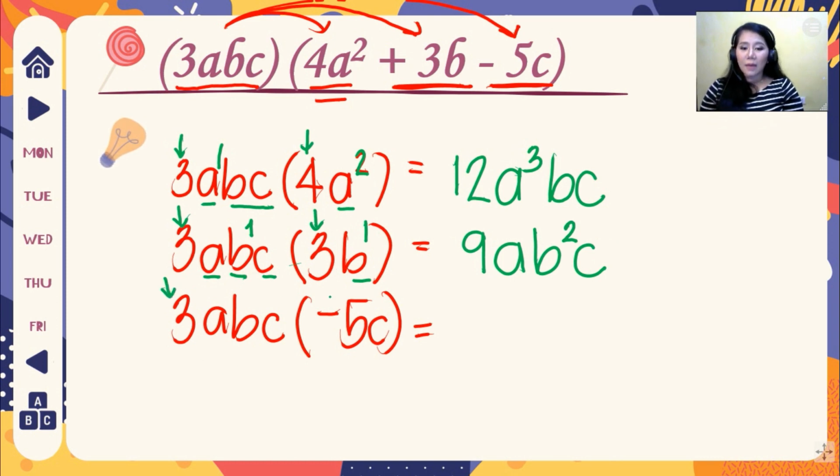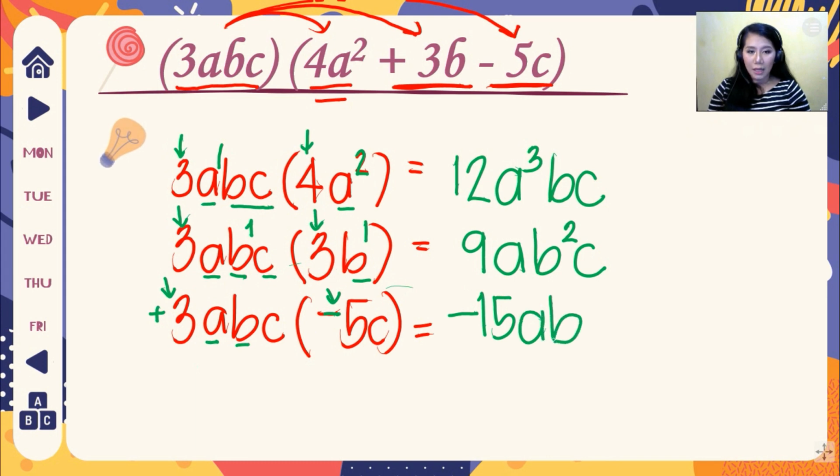Positive 3 times negative 5. Magkaiba ng sign. Positive yung isa. Negative yung isa. Therefore, negative. 3 times 5 is 15. Take note ha. Multiplying tayo. And then, a, walang kaparehas. b, walang kaparehas. Copy si a at saka b. Then, si c here has an exponent of 1. c here has an exponent of 1. Add the exponents. Therefore, we're going to have c squared.